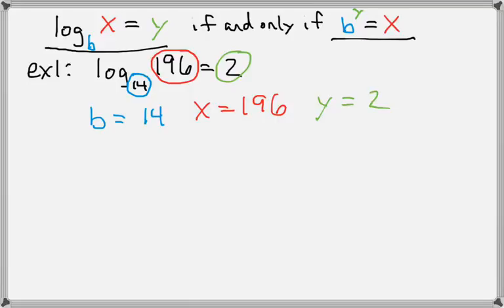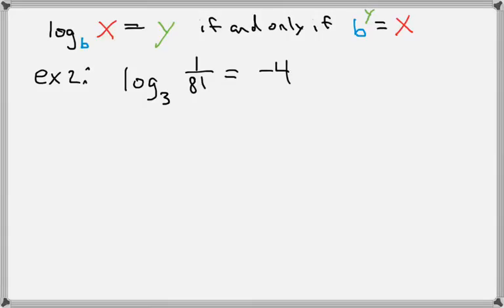Once we've identified our three parts, we can go ahead and reconfigure it so that it matches exponential form. So exponential form is b, in this case 14, raised to the y, in our specific example y is 2, is equal to our x, which is 196. So we have converted our logarithmic form into exponential form. Let's go ahead and look at another example.